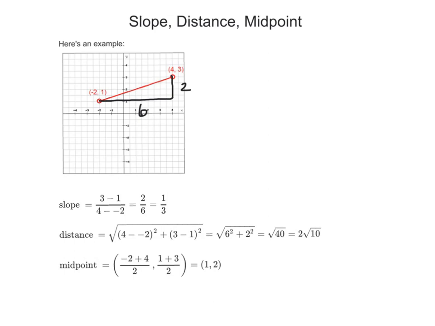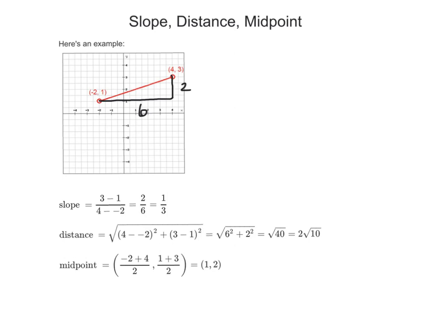Now we can use these same calculations to get the distance between the 2 points. The distance between the 2 points is the hypotenuse of this right triangle, so we'll just use the Pythagorean theorem. We're going to do 6 squared plus 2 squared and then square root the result. And I've shown that work over here. 6 squared plus 2 squared square rooted is the square root of 40.